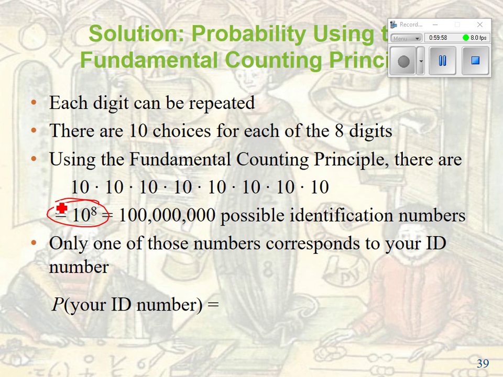There's some big things. If we want the probability that it's your exact ID number, how many different ID numbers are there for you? 1. So it'd be 1 out of 100 million.